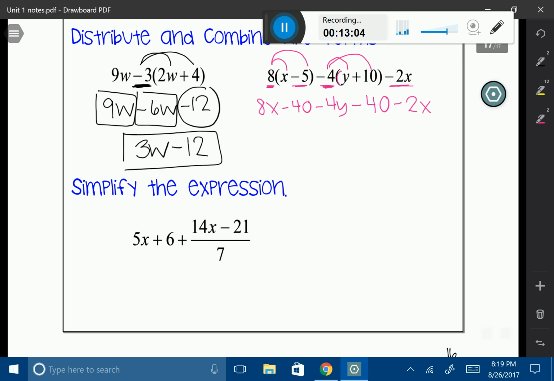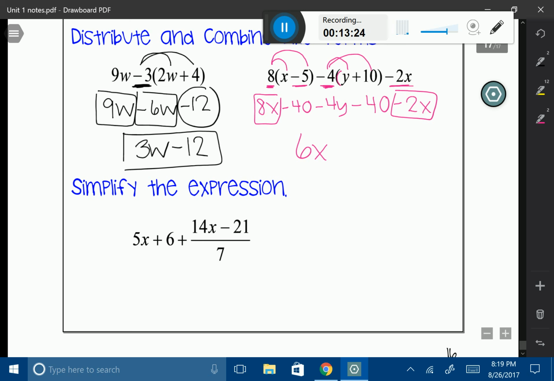So now I'm going to do some combining. So let's look at my x's. First I have 8x and I have -2x. I think that's all the x's I have. So let's go ahead and combine them. 8x minus 2x is going to give me a 6x.